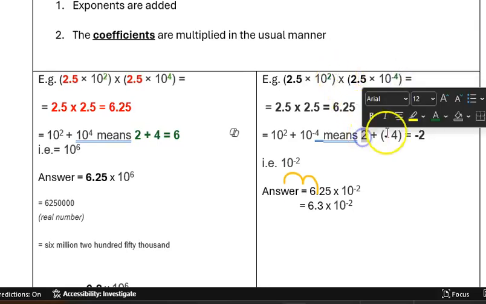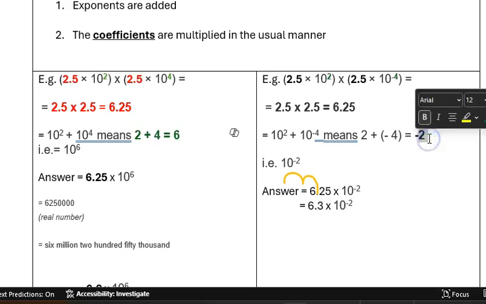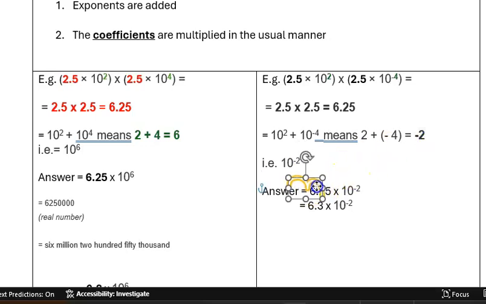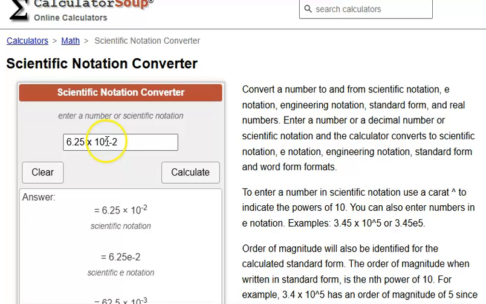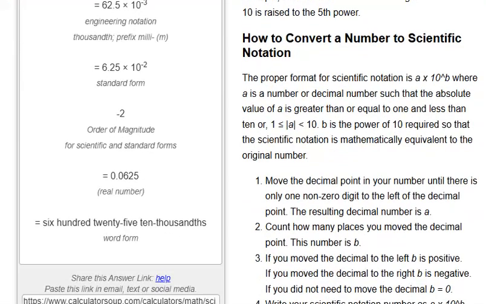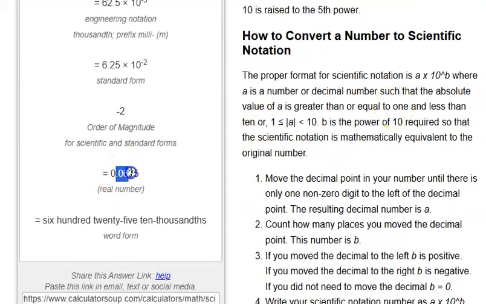So when you have a +2 plus a -4, you have a -2. And so it simply means, as my little arrow here showed, that you're moving the decimal by jumping here 1, 2. And so I think the real number is 0.0625. We are going to copy this and go over to the calculator and see what the real number is. All right, so I have put 6.25 times 10 to the -2. I copied the symbol from over here. We're going to scroll down, and the page is telling us that is 0.0625.